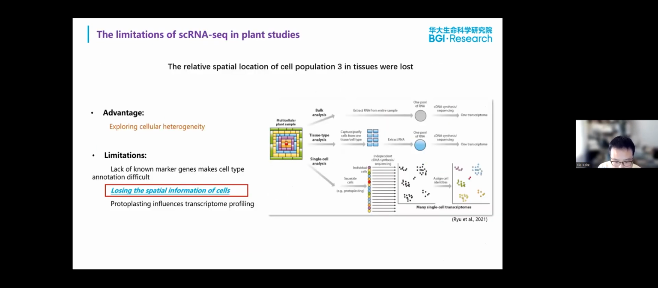Using single cell techniques, we could explore the cellular heterogeneity. However, the limitations of single cell studies for plant studies are also obvious, such as we couldn't know the location of cell populations, because the spatial information of cells was lost.